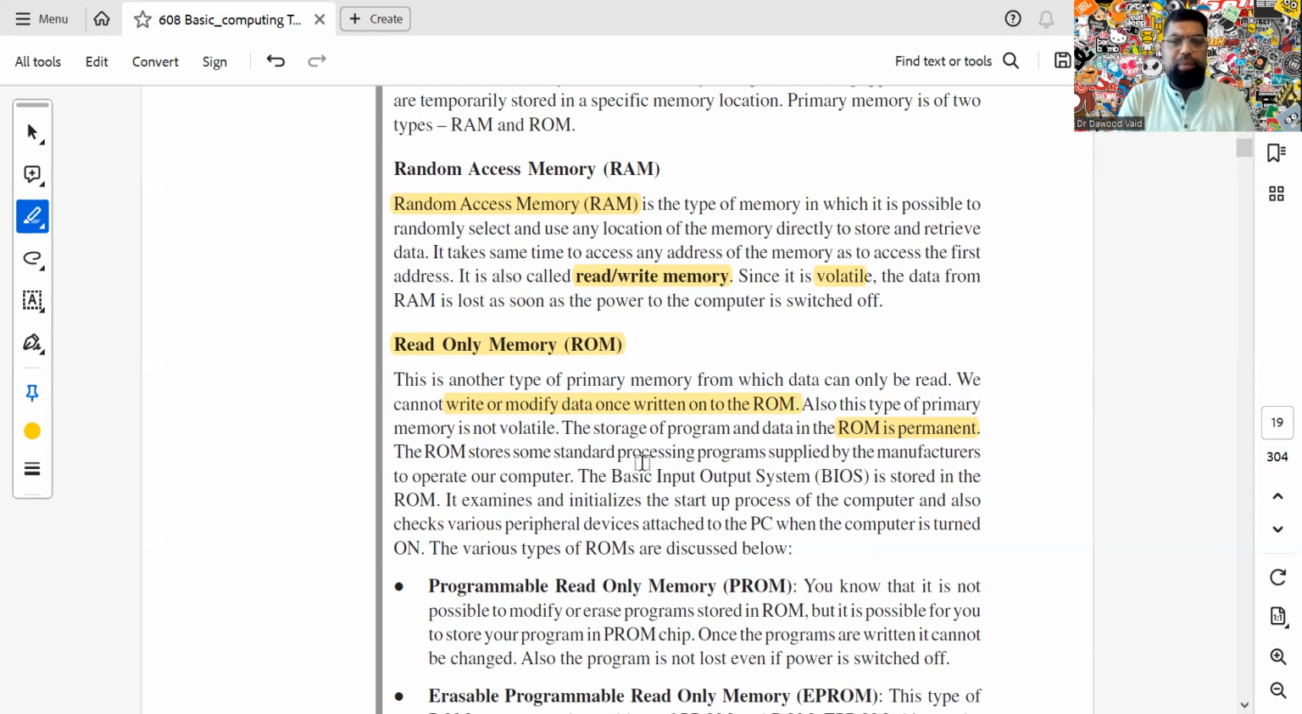ROMs also are supplied by manufacturers to the computer. For example, the BIOS, basic input output system, is a ROM, right? You need it to start the computer, you need it to check the peripheral device, connect the USBs. So these are the ROMs.